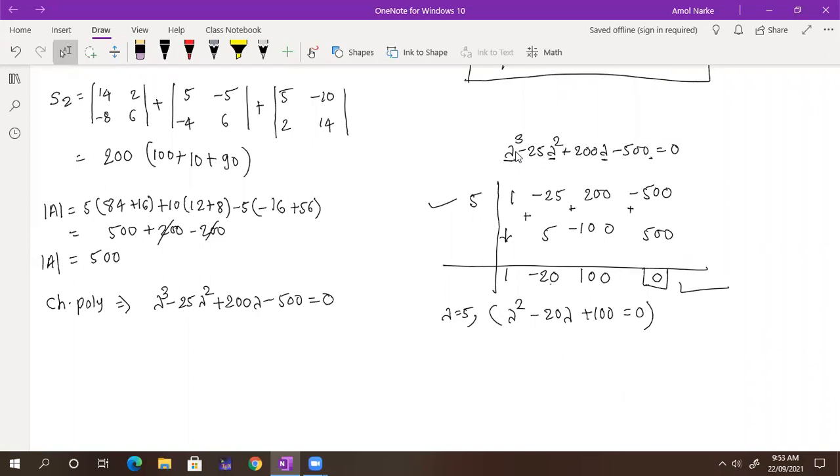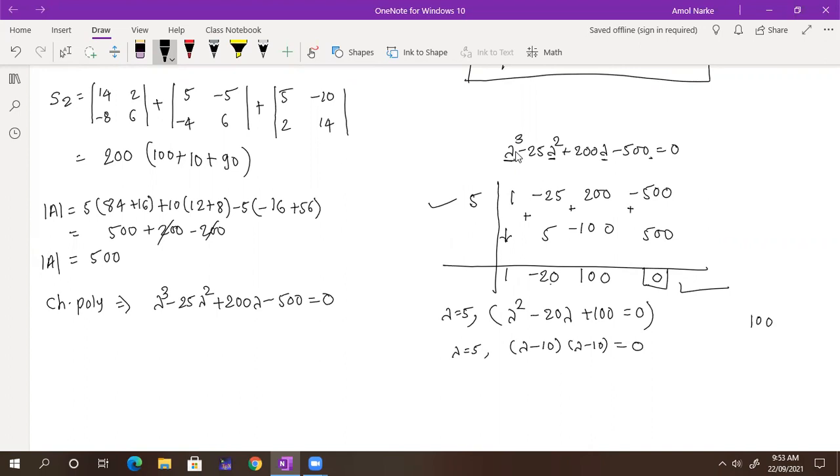Yes, sir. Okay, now tell me what are the roots of that quadratic equation. This is lambda is equal to 5, first root. You can write down here lambda minus 10, lambda minus 10, which is equal to 0. Yes or no?